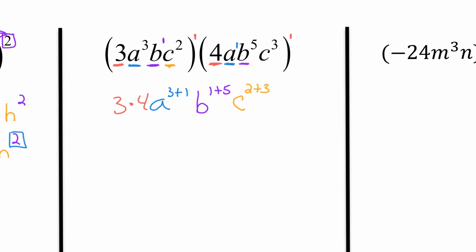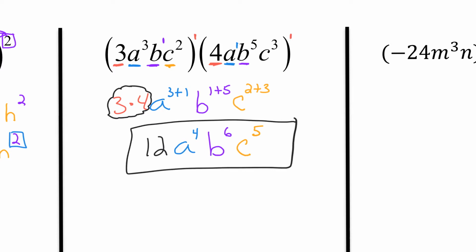Now you simplify the expression. 3 times 4, I'm just going to multiply the coefficients. That's going to be 12. And then you have A to the 4th power. 3 plus 1 is 4. And then we have B to the 6th power. You add 1 plus 5. And then we have C to the 5th power. So my answer is 12, A to the 4th, B to the 6th, C to the 5th power.